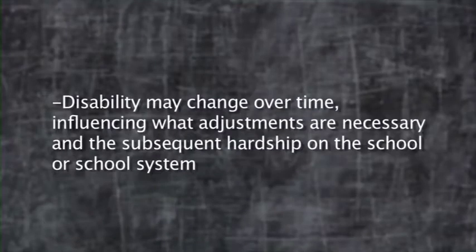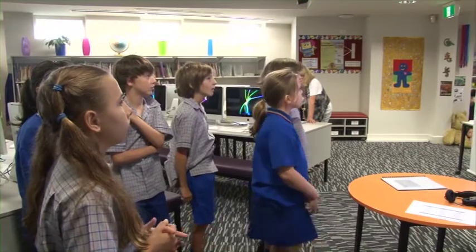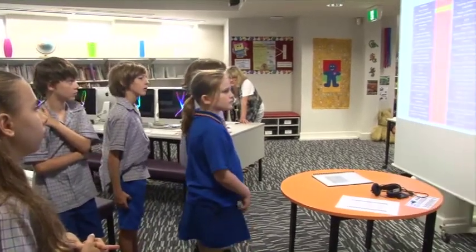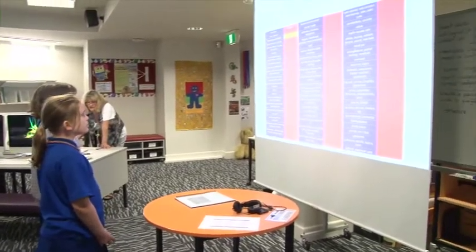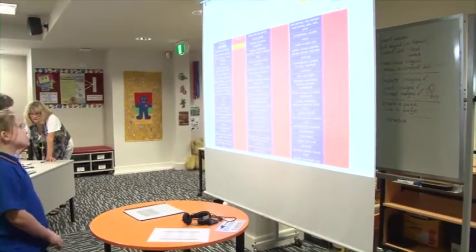It should be noted that unjustifiable hardship may be relevant to a decision to refuse enrolment or to a decision to exclude. It is significant that unjustifiable hardship can be raised after enrolment for two reasons. First, disability may change over time, influencing the adjustments which are considered necessary and the subsequent hardship on the school or school system. For example, the cost of delivering adjustments to a student with a degenerative disability may increase to an unsustainable level over time.